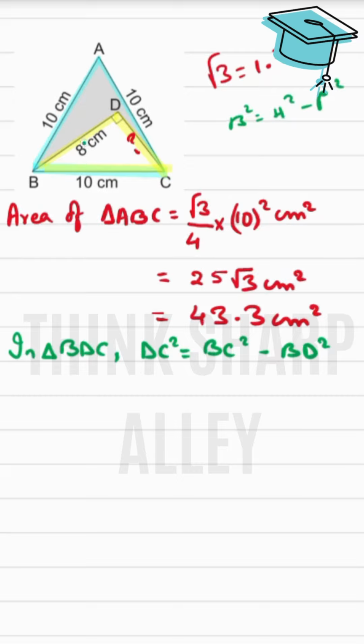That is 10 square minus 8 square. 10 square is 100, 8 square is 64. So 100 minus 64 is 36. Therefore, DC is equal to square root of 36, which is 6.